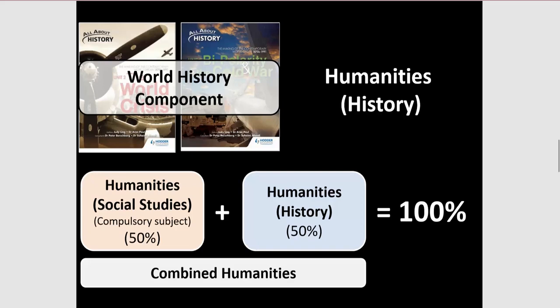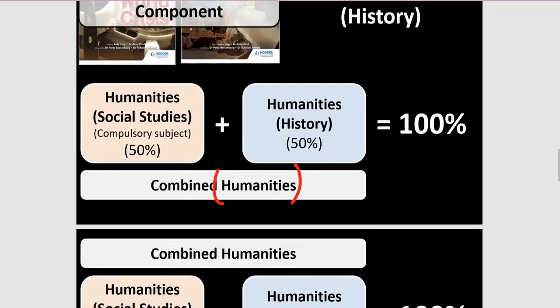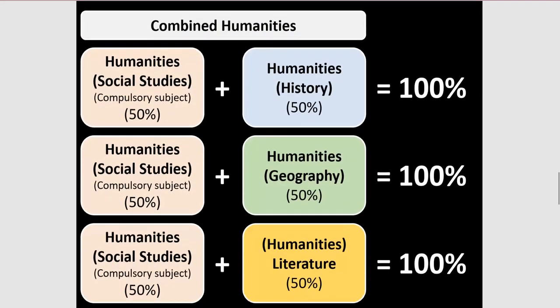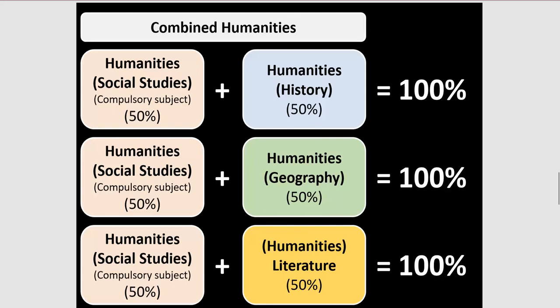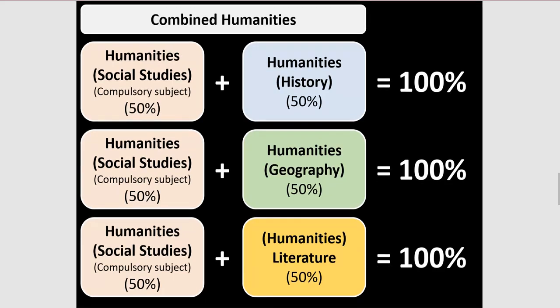Because your history subject is only part of a subject, you will see that it's taken together with social studies. So social studies 50% and history 50% will make up 100% of your humanities subject. If you do not like history, you have a choice of other combinations, but social studies remains the compulsory subject. So you have social studies and history, social studies and geography, and social studies and literature. So you have a choice of different subjects to pick from.